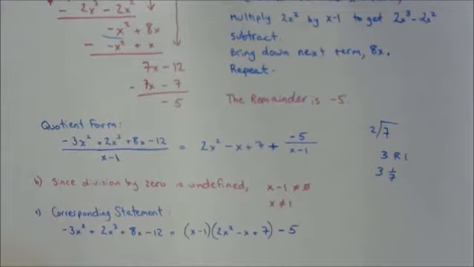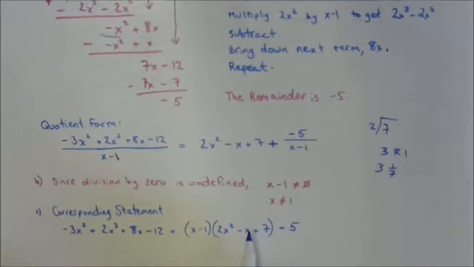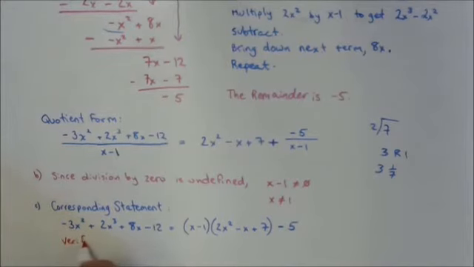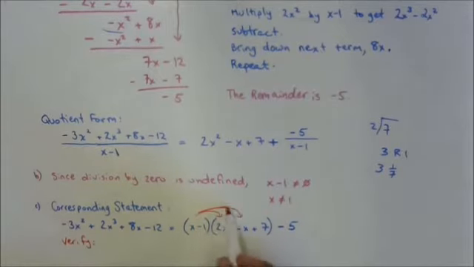And D says verify your answer. Basically, to verify your answer, you just do the expansion on this. I'm just going to switch colors. We can give ourselves a D. Verify basically just means expand it all. So this binomial times that trinomial, and then subtract 5. So it looks like this.